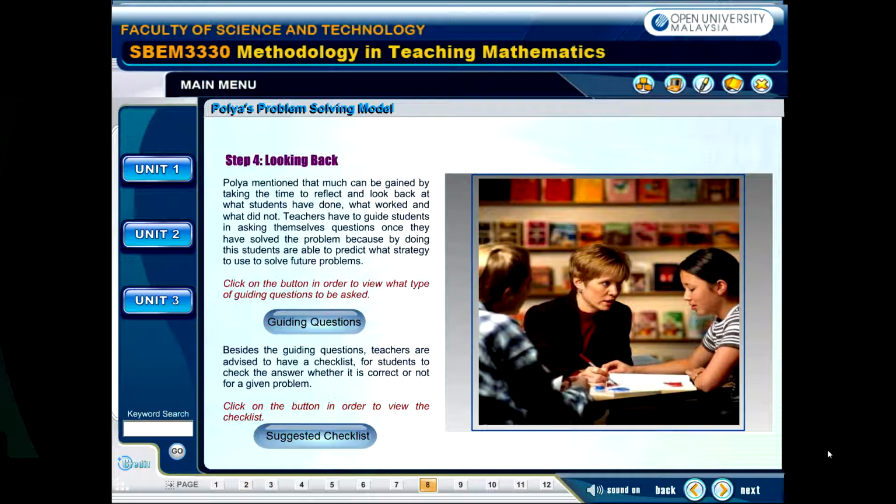Besides the guiding questions, teachers are advised to have a checklist for students to check the answer, whether it is correct or not for a given problem. Click on the button in order to view the checklist.